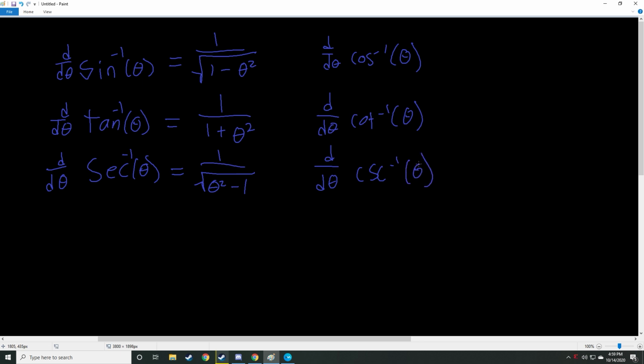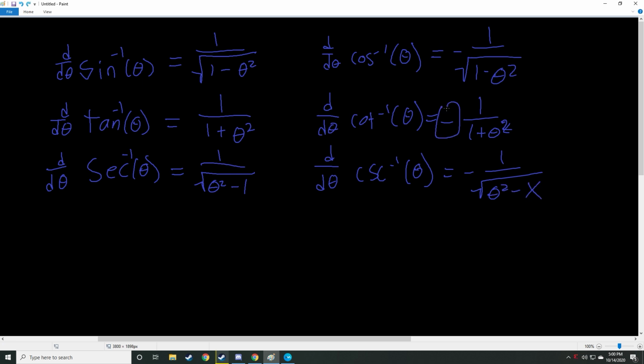And the derivatives of these inverse functions are literally just the negative of what they match with. So here it would be negative 1 over 1 minus theta squared. Here it would be negative 1 over 1 plus theta squared. And here it would be negative 1 over square root of theta squared minus 1. So literally, these negative signs are the only thing that I've added to this side of the chart.